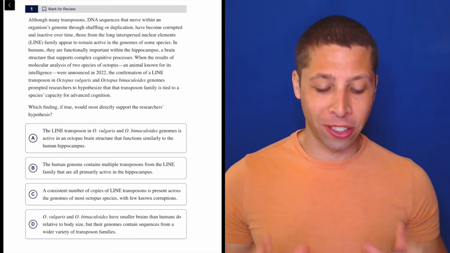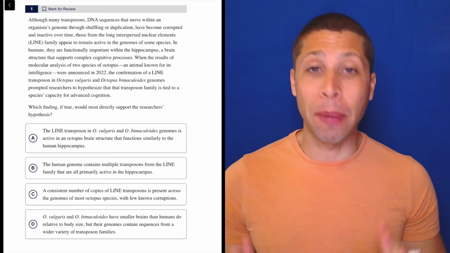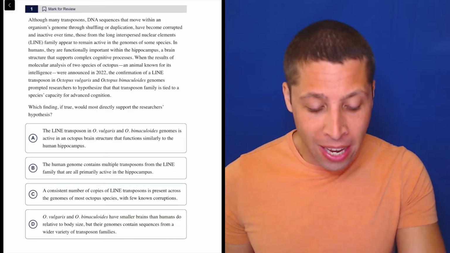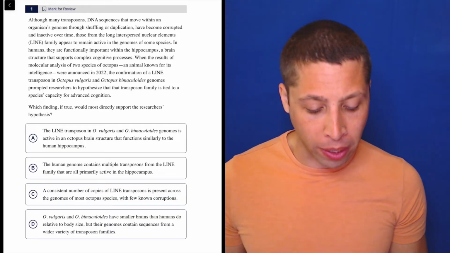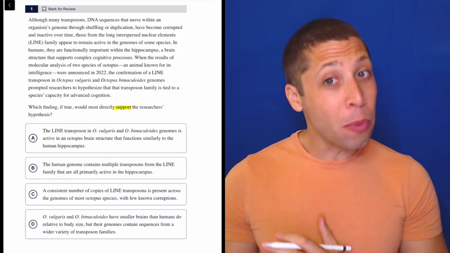This is such a great question to start off talking about these support and weaken ideas. Basically, first things first, we've got to make sure that we understand what the question wants from us. In this case, which finding, if true, would most directly support the researcher's hypothesis. So support, it could be weaken.